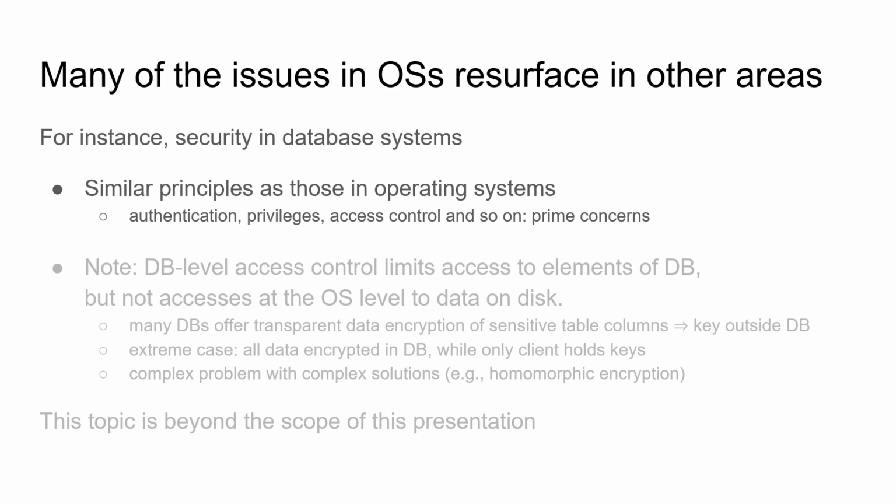Now, the security principles and security solutions in operating systems have been applied to many other systems also. For instance, the same issues of security also appear in databases, where the same principles and the same design choices that we see in operating systems resurface. There are still authentication issues, privileges, access control, and so on. They're exactly the same concerns. And the solutions are also sometimes very similar, sometimes a little bit different.